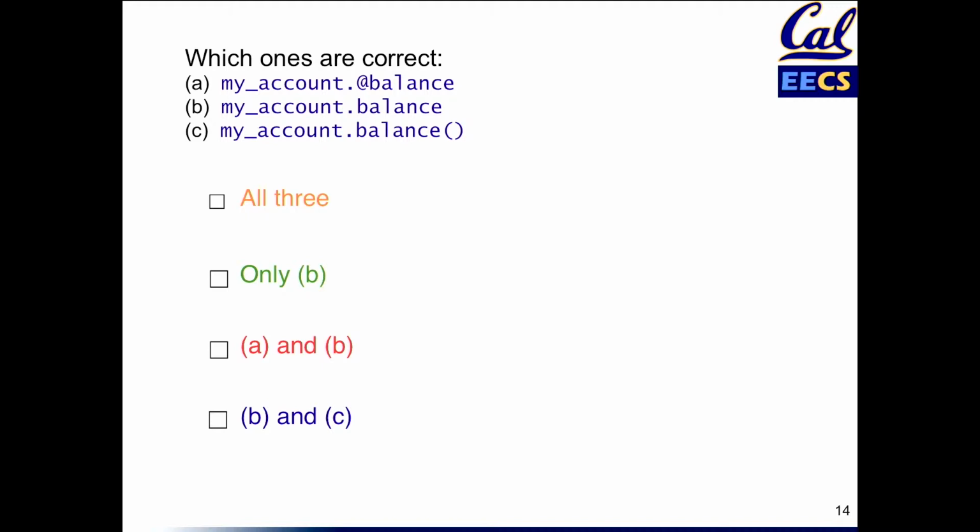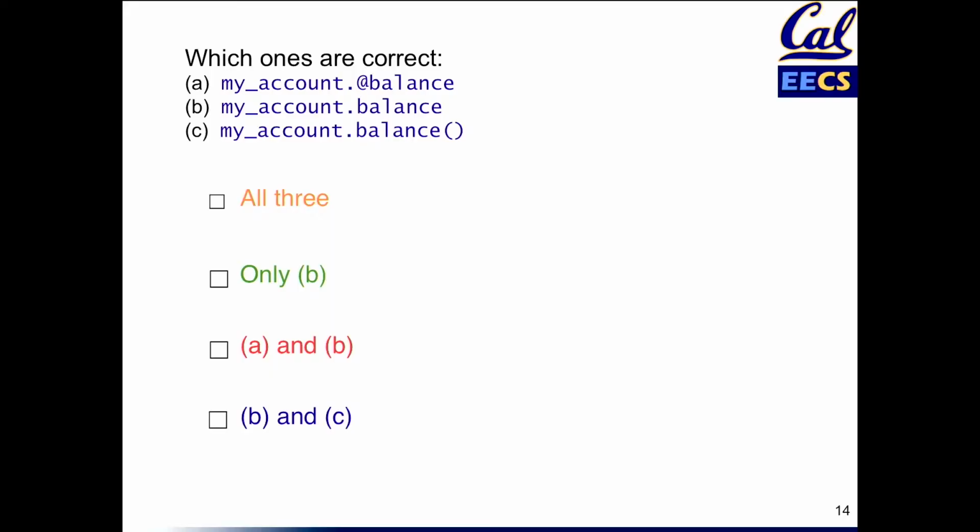Let's discuss the answer. So what's wrong with A? A volunteer from the audience. What is manifestly wrong with A? You can't directly access private. So one possibility is you can't directly access at balance, and while that is true, there's an even more superficial reason why the first one's wrong, sir. There's no method called at balance.